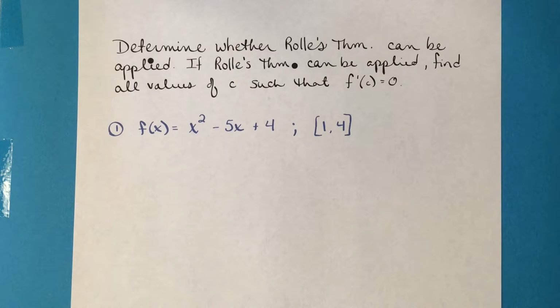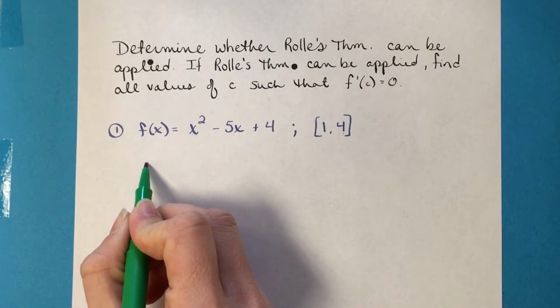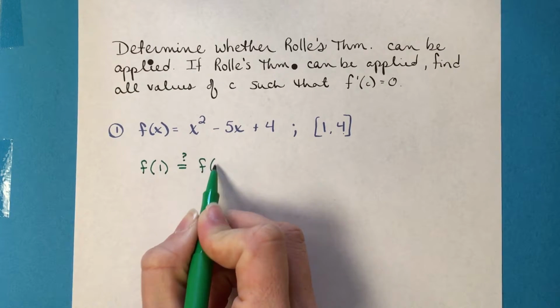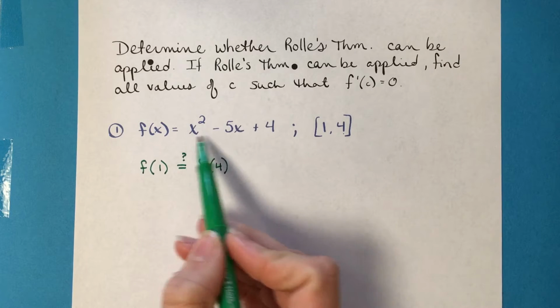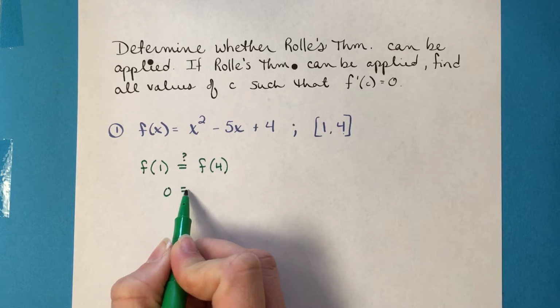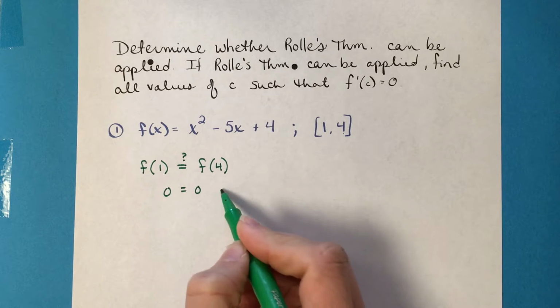Now, first thing that you're going to need to do is make sure that f of a is equal to f of b, okay? Because if f of a is not equal to f of b, then it's not going to apply. Of course, a is going to be the 1, b is going to be the 4. So the question is, f of 1, is that equal to f of 4? Okay, so you just substitute 1 into your function, and that's going to give you 0. And then you're going to substitute 4 into your function, and that's going to give you 0. Okay, so it passes that test.